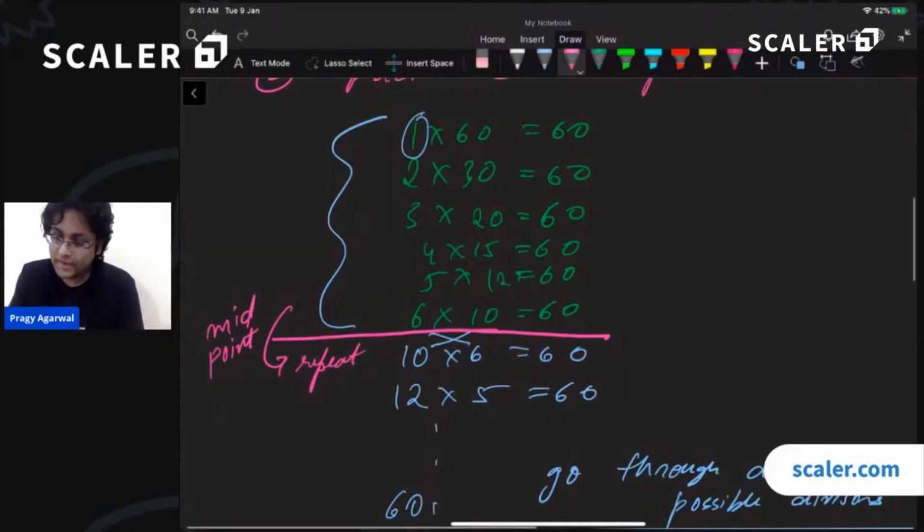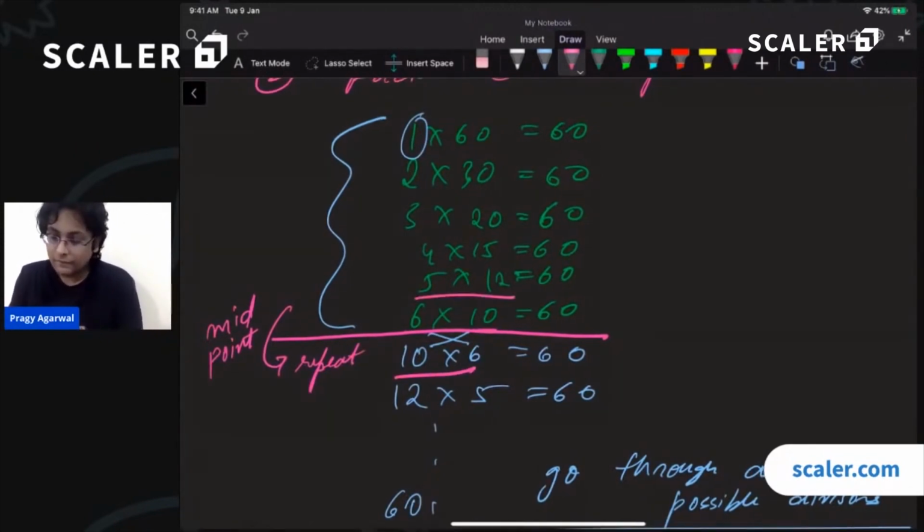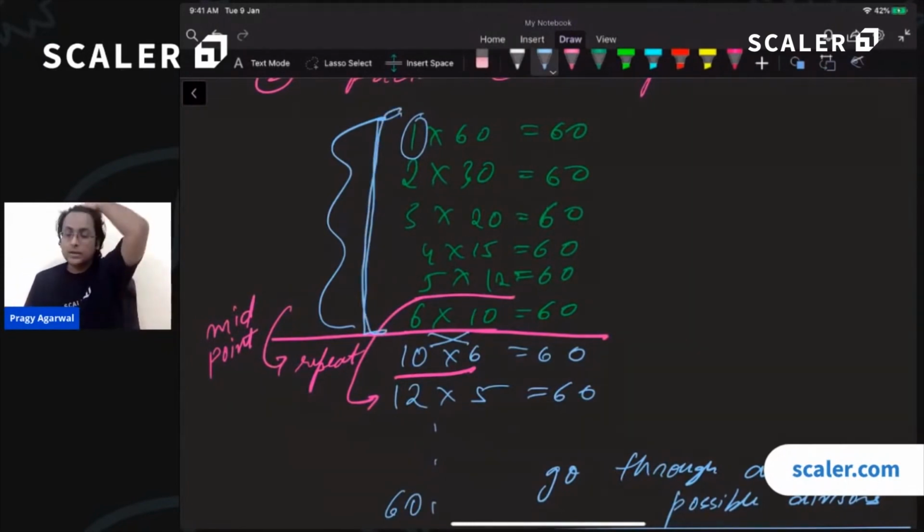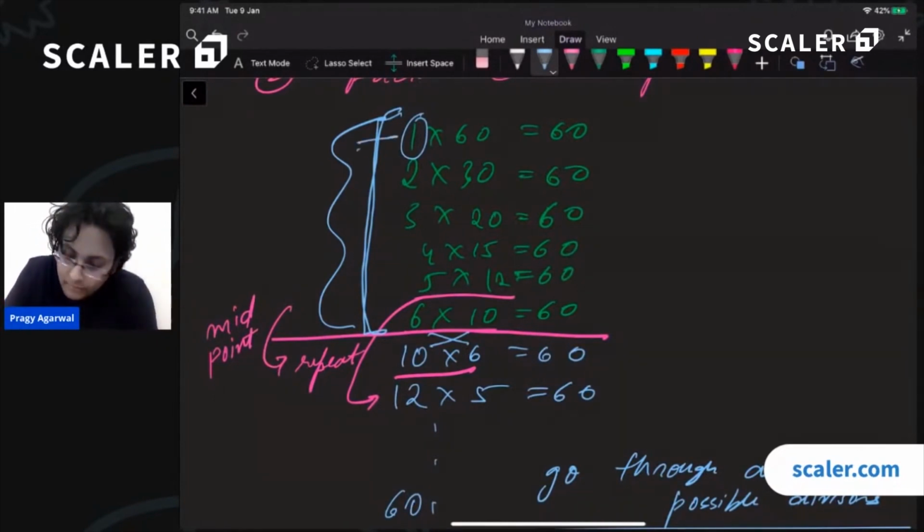Yes, 6 into 10 repeats as 10 into 6. 5 into 12 will be repeated as 12 into 5, and so on. So we only need to go till this particular point. We only need to consider this half. We do not need to consider the other half. All right. So if we are considering this half, then we have to go from 1 all the way till what number?